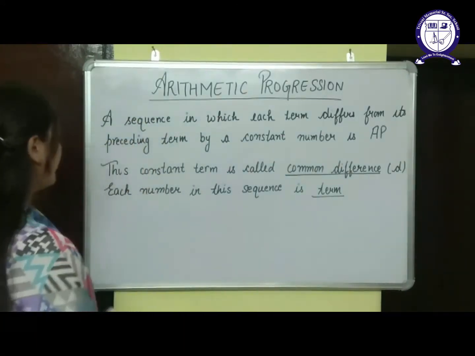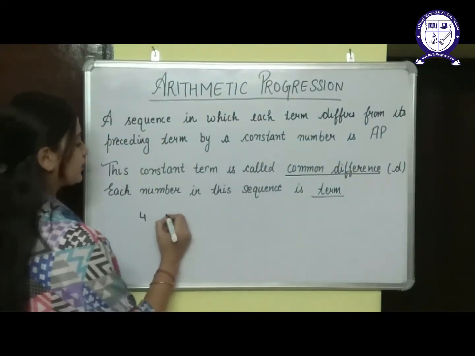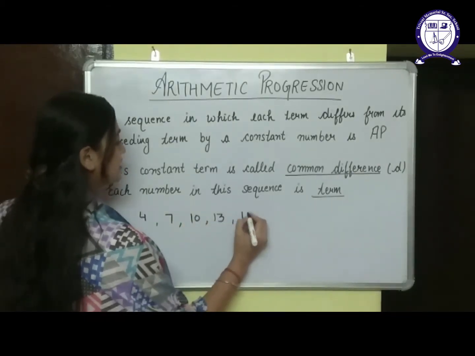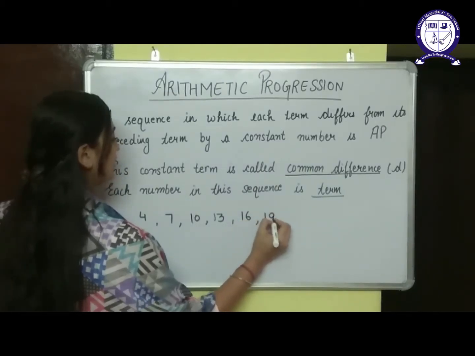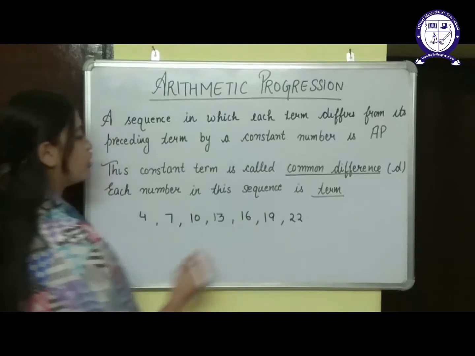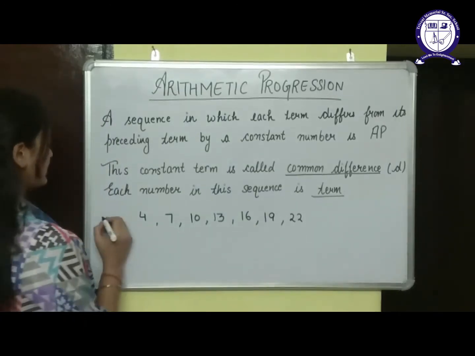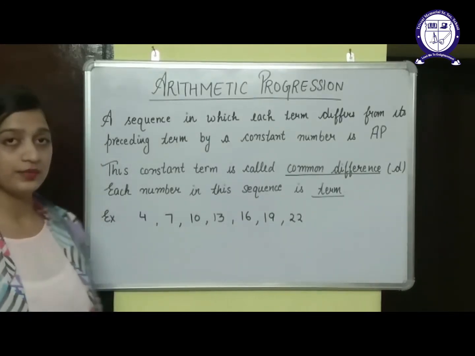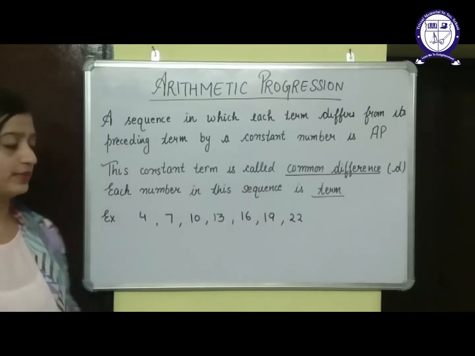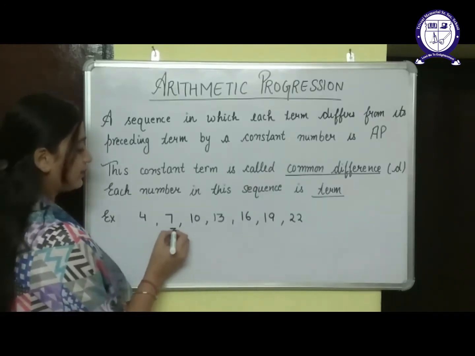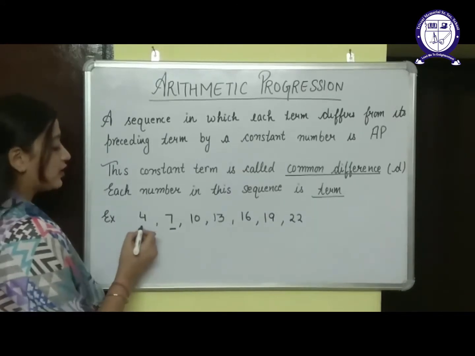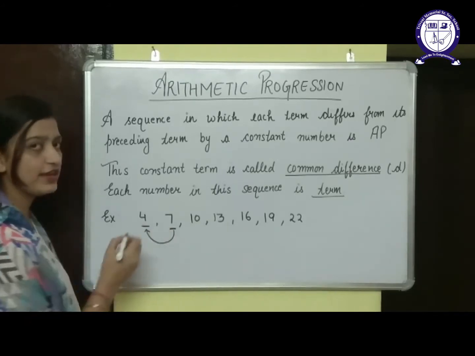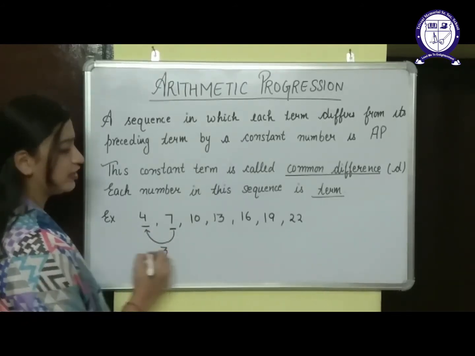So for example, I have this sequence 4, 7, 10, 13, 16, 19, 22 and so on. Okay, this is the example. Now what it says is that each term differs from its preceding term. That is, suppose I am taking this term 7, and its preceding term will be 4. Now the difference between them is 7 minus 4, that is 3.